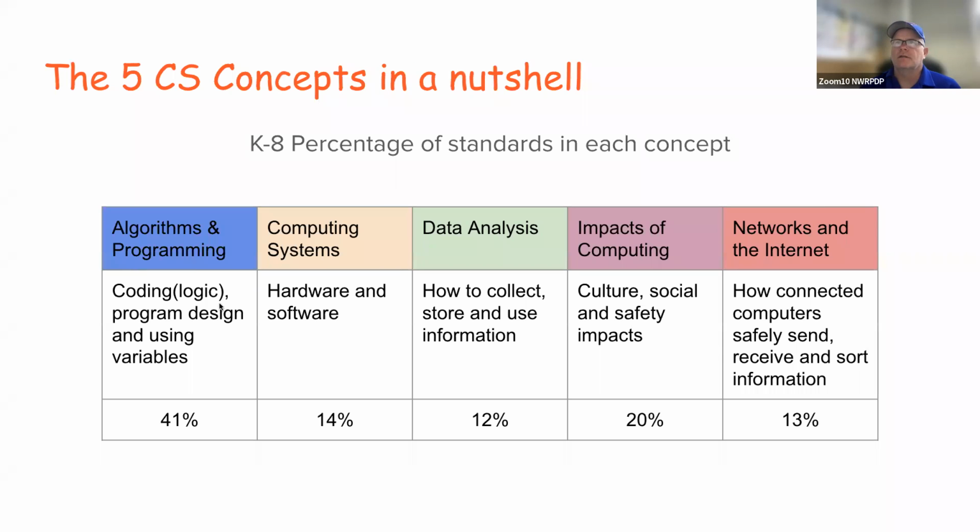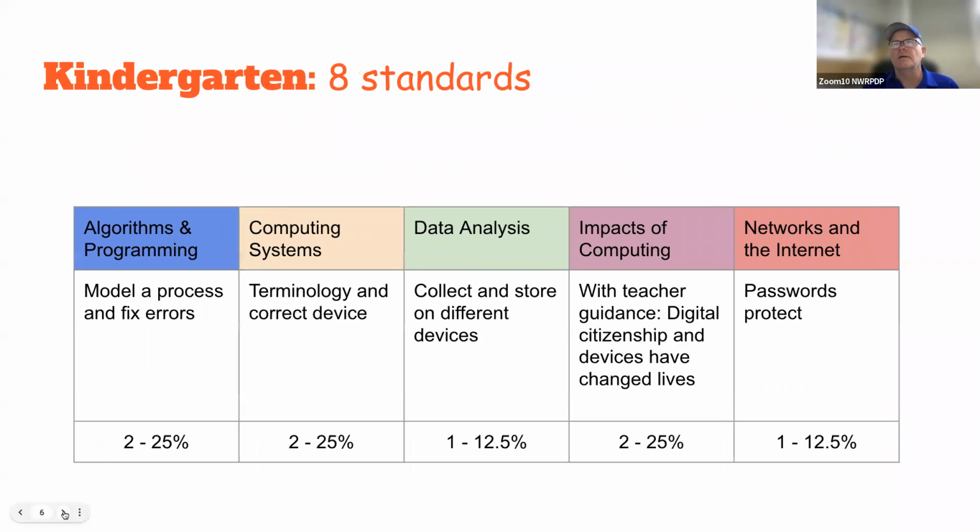I said earlier that this algorithms and programming section is the heaviest lift. 41% of the standards are there. Computing systems, you can see that, data analysis, impacts of computing, networks and the internet. So hopefully if you're struggling or trying to understand computer science, I would strongly suggest that you put some time and effort into algorithms and programming, and I'll show you some resources you can go to help learn that content, so you become comfortable in the classroom teaching that.